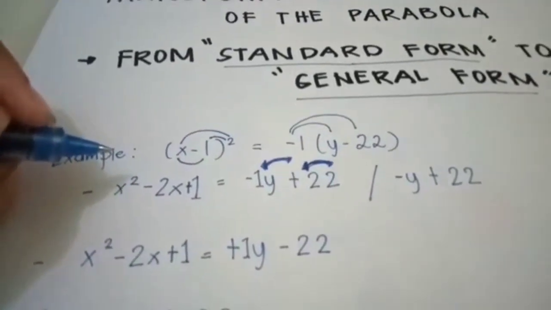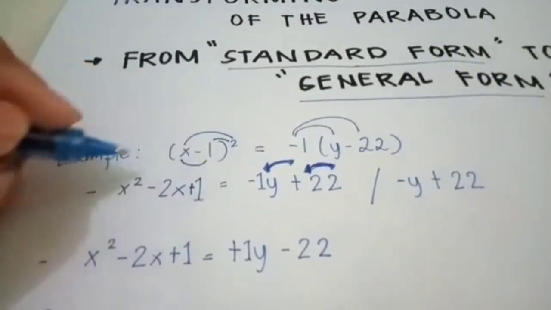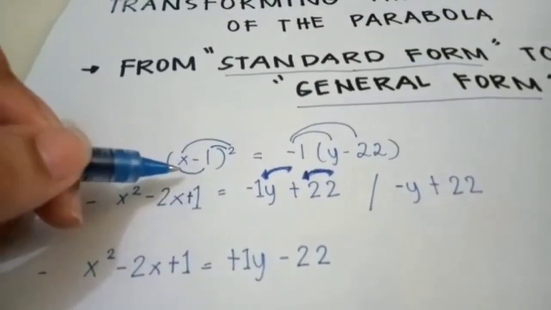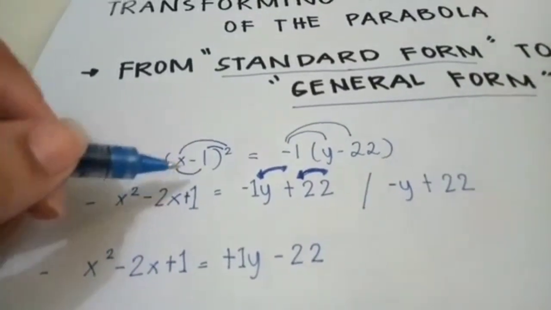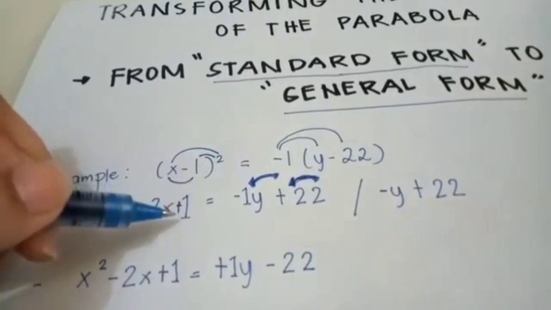First step is square the binomial. x times x is x squared. Negative 1 times x is negative 1x, times 2 is negative 2x. Next, negative 1 squared equals positive 1.